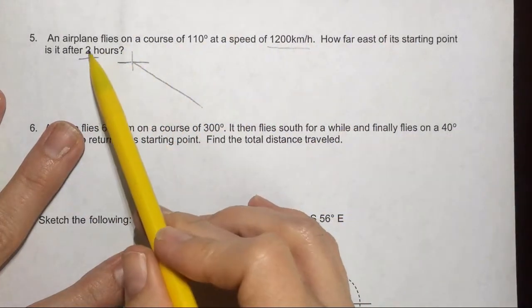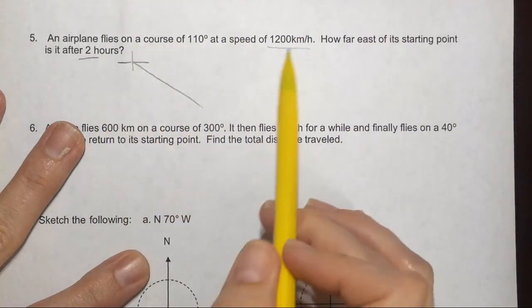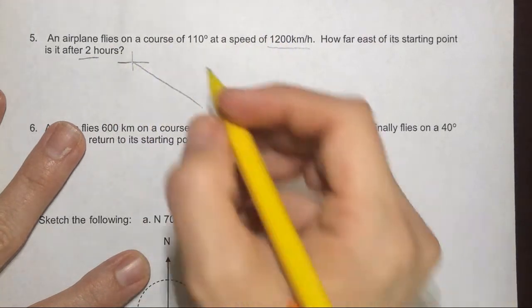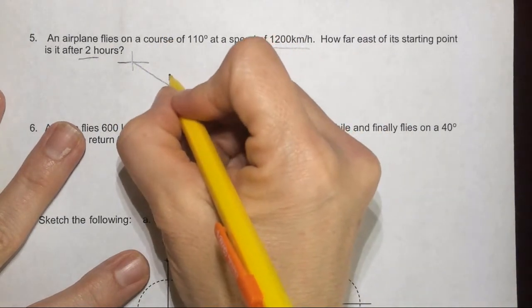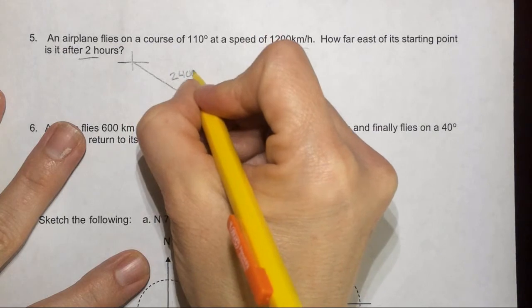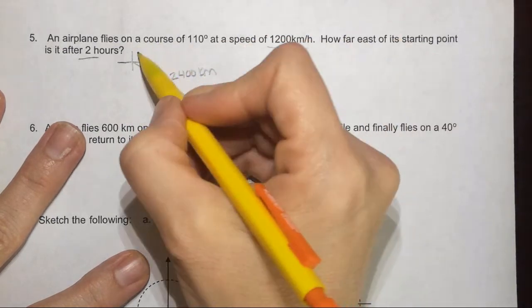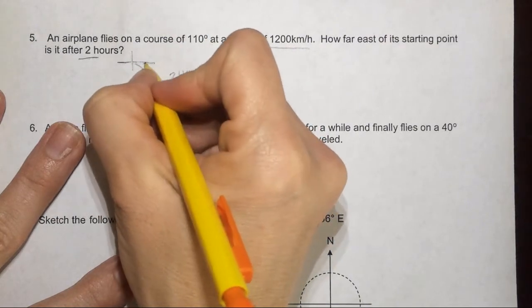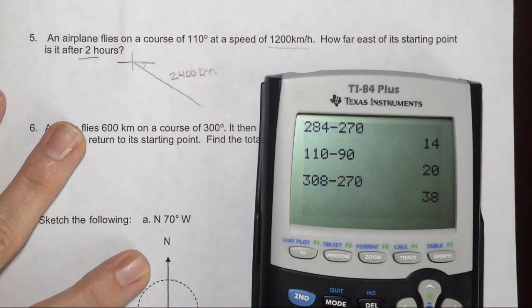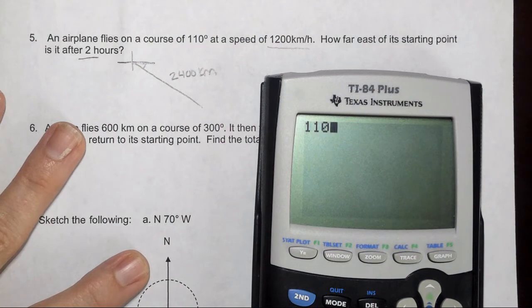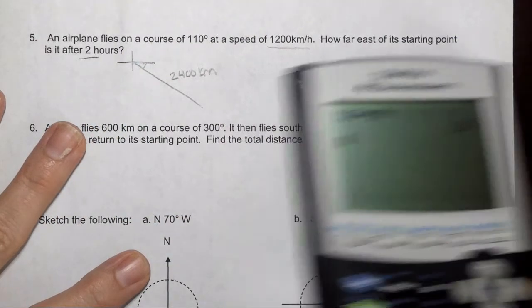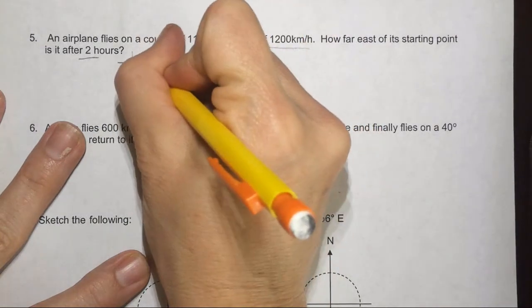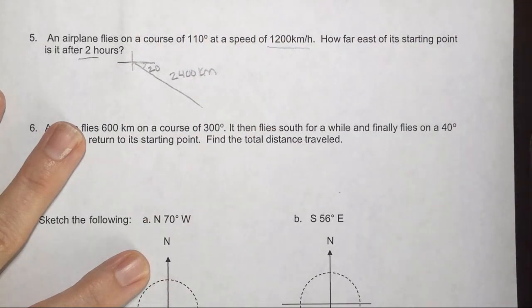So just like we did earlier, we're going to multiply these two to figure out how long my line is. So 1,200 times 2 tells me that this line is 2,400 kilometers. And if I went 110 degrees, remember I have to find my little wedges. We're going to do 110 minus, I've already gone 90 to see how much more I went, and I went an extra 20. So I know this inside piece is 20.